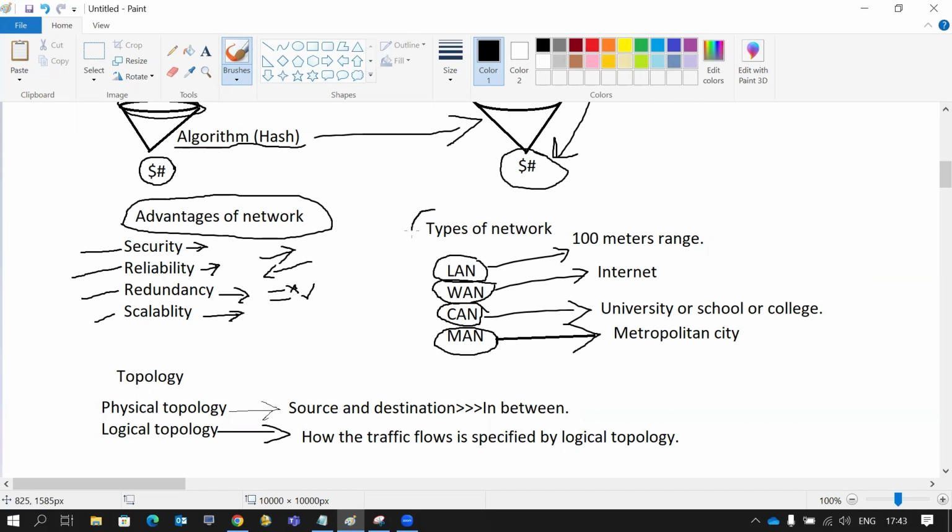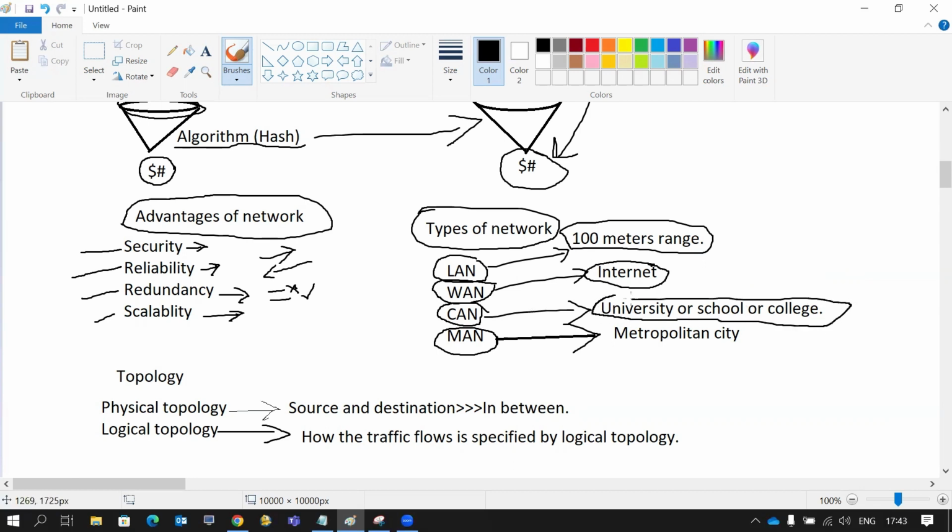Now let us understand the types of network. Under the types, we have LAN, WAN, CAN, MAN, etc. LAN means only a 100-meter range is the geographical area. Now, WAN stands for wide area network, which is used at the internet level. CAN stands for campus area network, which is bound to a university, school, or college. Next, MAN stands for metropolitan area network, spread across the city.